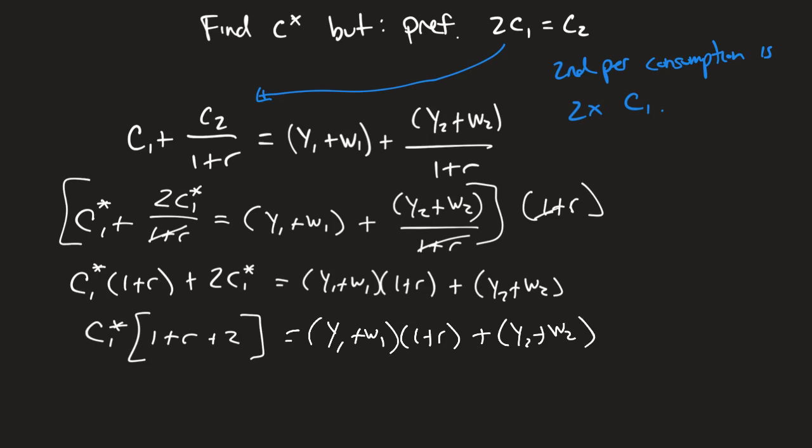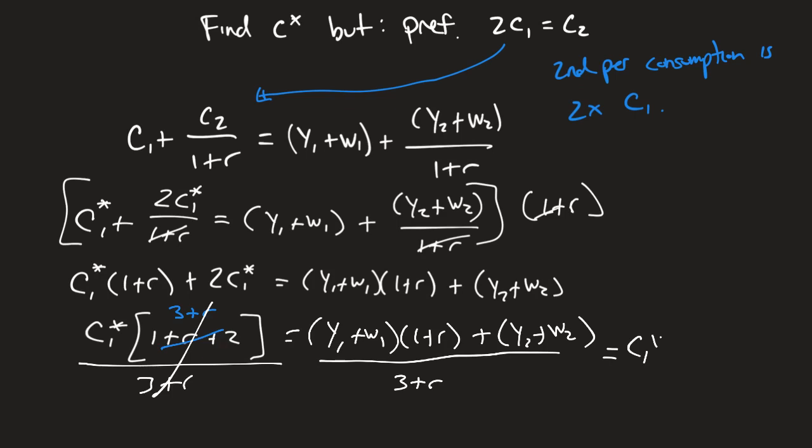And just like we saw in our other video, you'll see a lot of these same exact steps. You just have to pay attention to what you're doing. This 1 plus R plus 2, we can just change to 3 plus R. So to get C1 by itself, we want to divide this side by 3 plus R, and this side by 3 plus R. So we know that this is equal to, because this is going to cancel out, my C1 star.